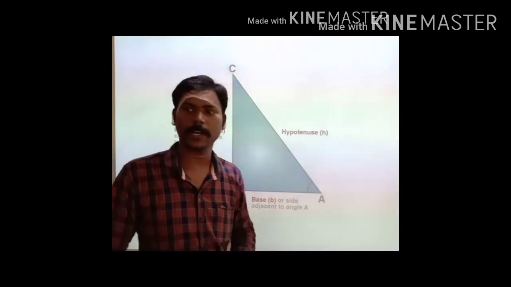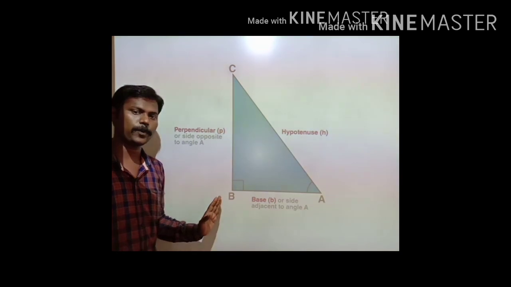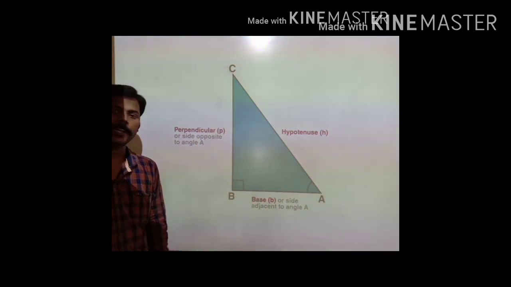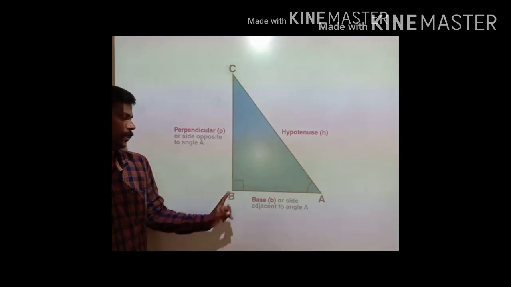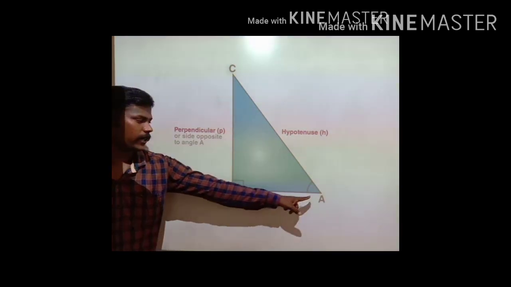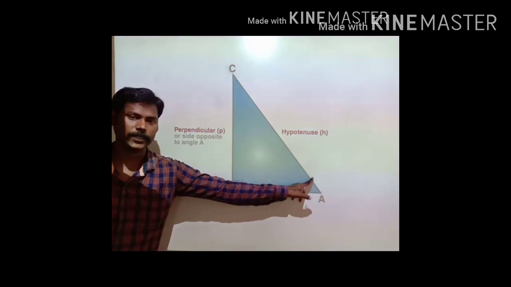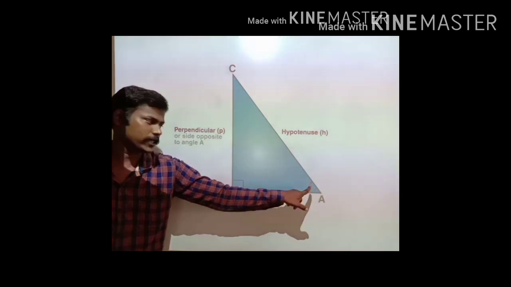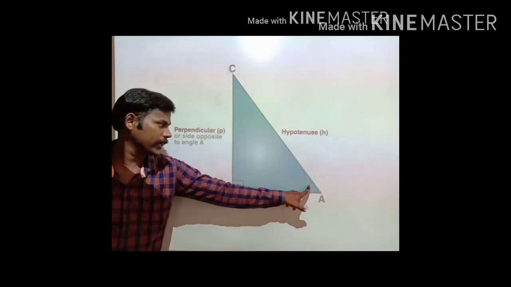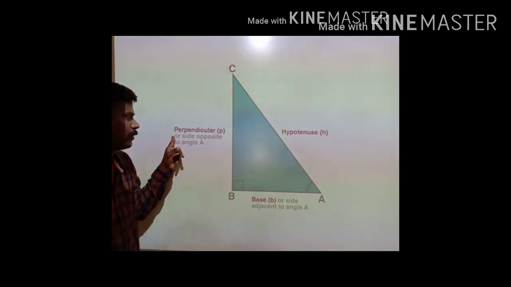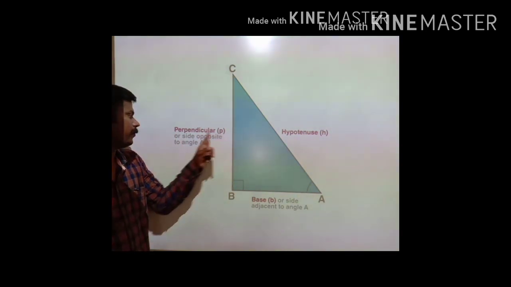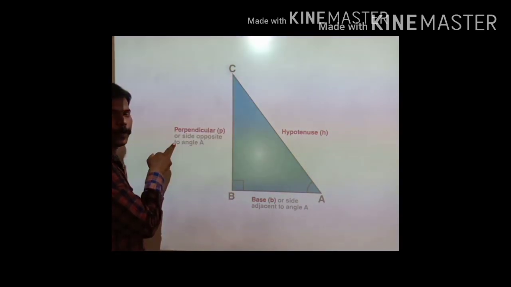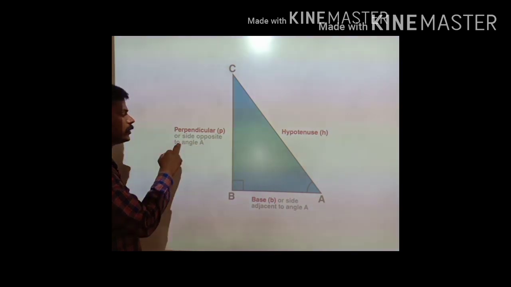Now look at the board and observe, children. Which type of triangle is visible to you? ABC is a right angle triangle. What are you observing here? Here is angle A. Let it be angle A. If we consider theta at the vertex A, the side opposite to theta is called what, children? Perpendicular, or the side opposite to angle A. This BC is called what? Perpendicular, or the side opposite to angle A.